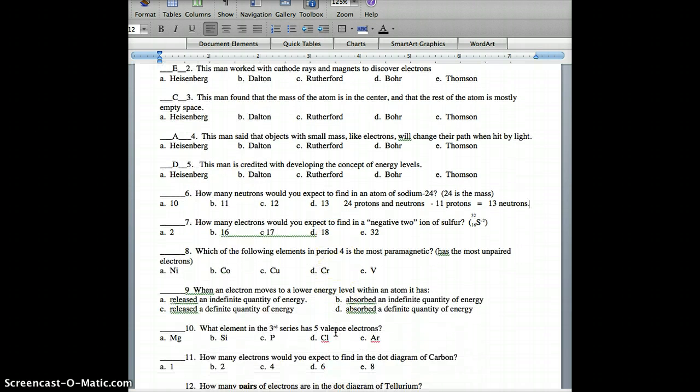Number 7, the number of electrons you'd find in a -2 ion of sulfur. If the charge is negative, that means a gain of electrons.